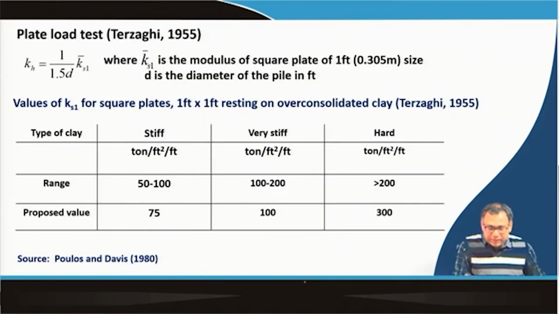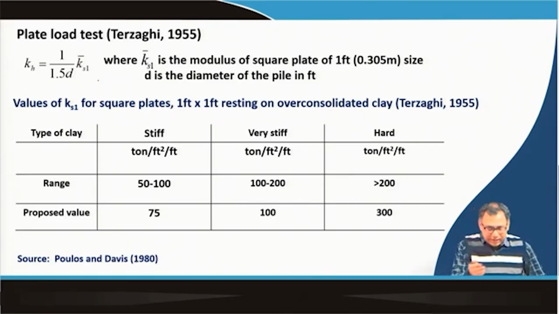So, Terzaghi, based on the plate load test in 1955, proposed the relationship between the kh and the ks1. What is ks1 bar? It is the modulus for a square plate of 0.305 meter square size, and D is the diameter of the pile. So, that means these ks1 are the moduli of subgrade reaction determined by using a square plate of 0.305 meter size, and that is used here to determine the kh for the pile.